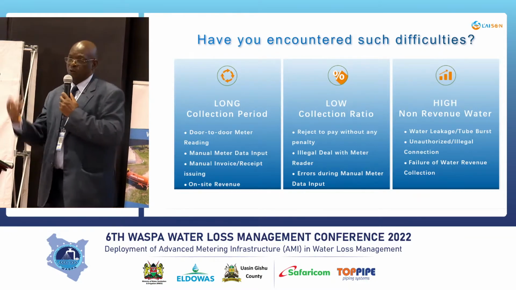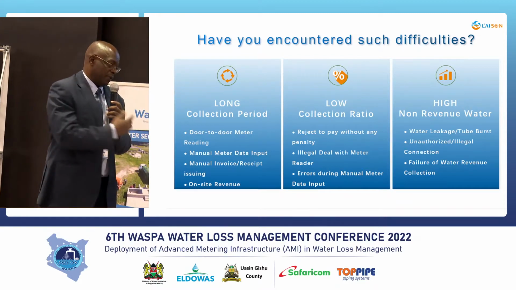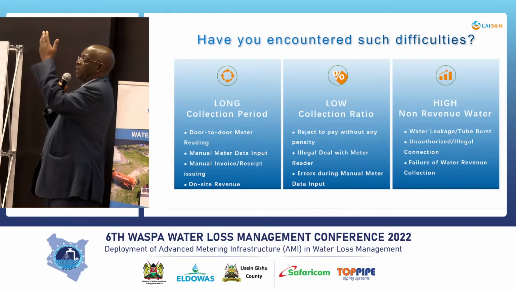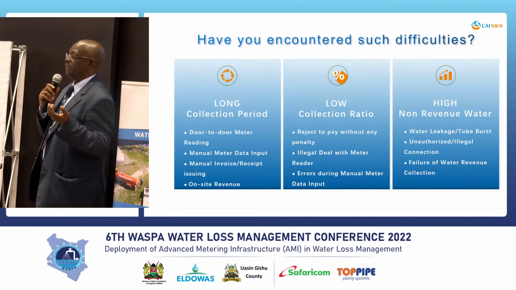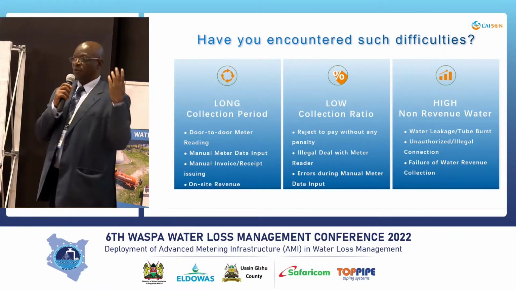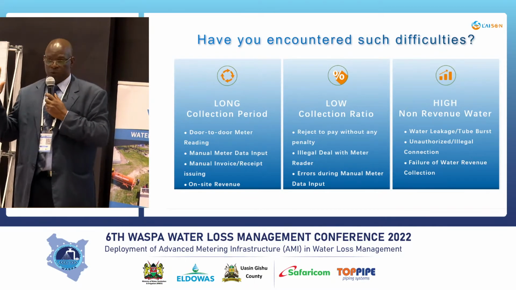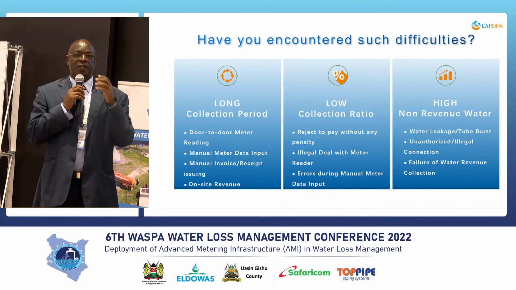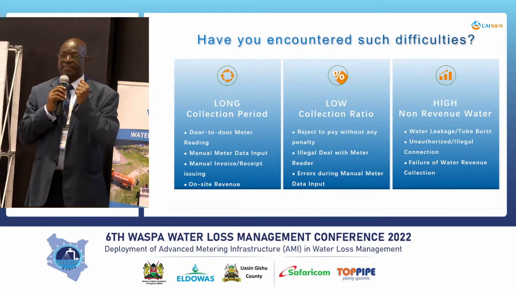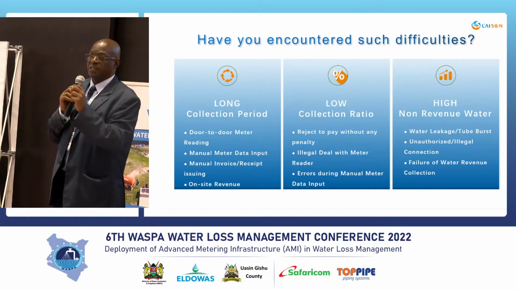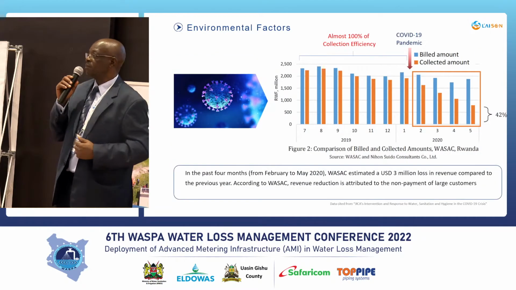We have illegal connections, as my colleague has already shown. We also have very high non-revenue water, leakages and all this. Liaison is here to bring solutions to those problems. Even if they will not solve all of them, at least we'll have a solution, as we shall see in our meter solution. Next slide, please.